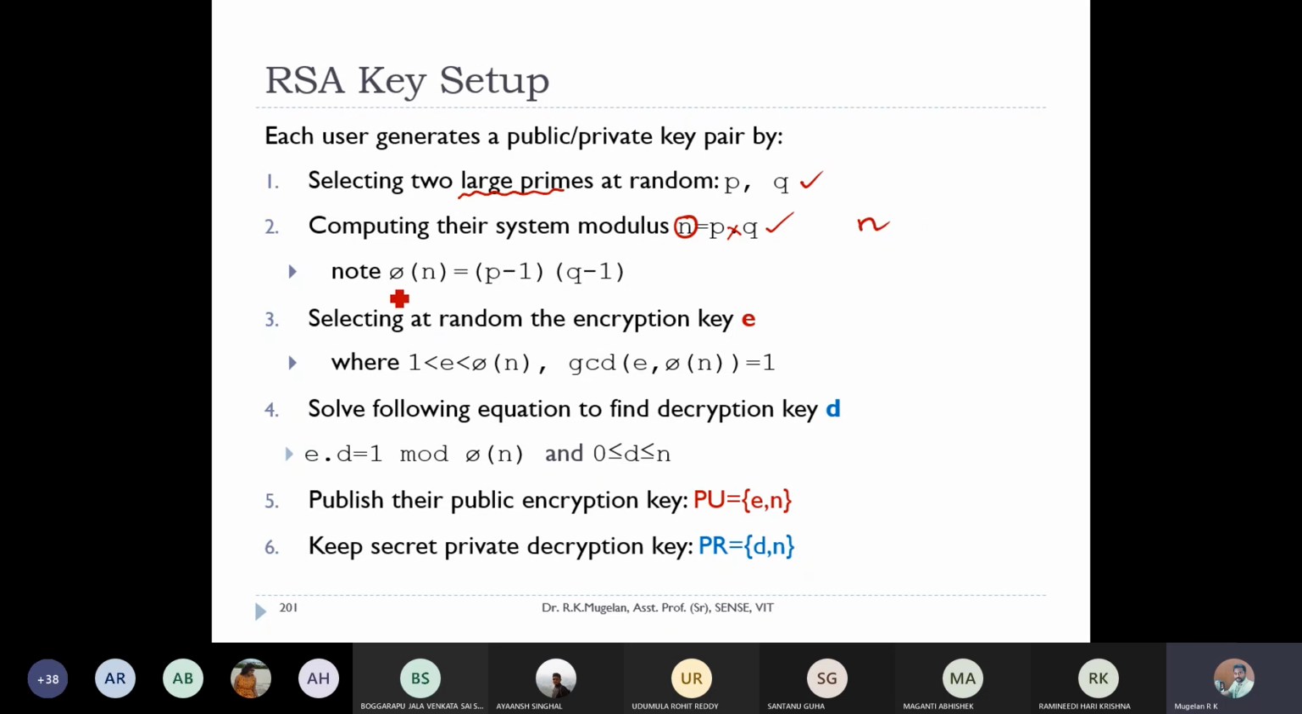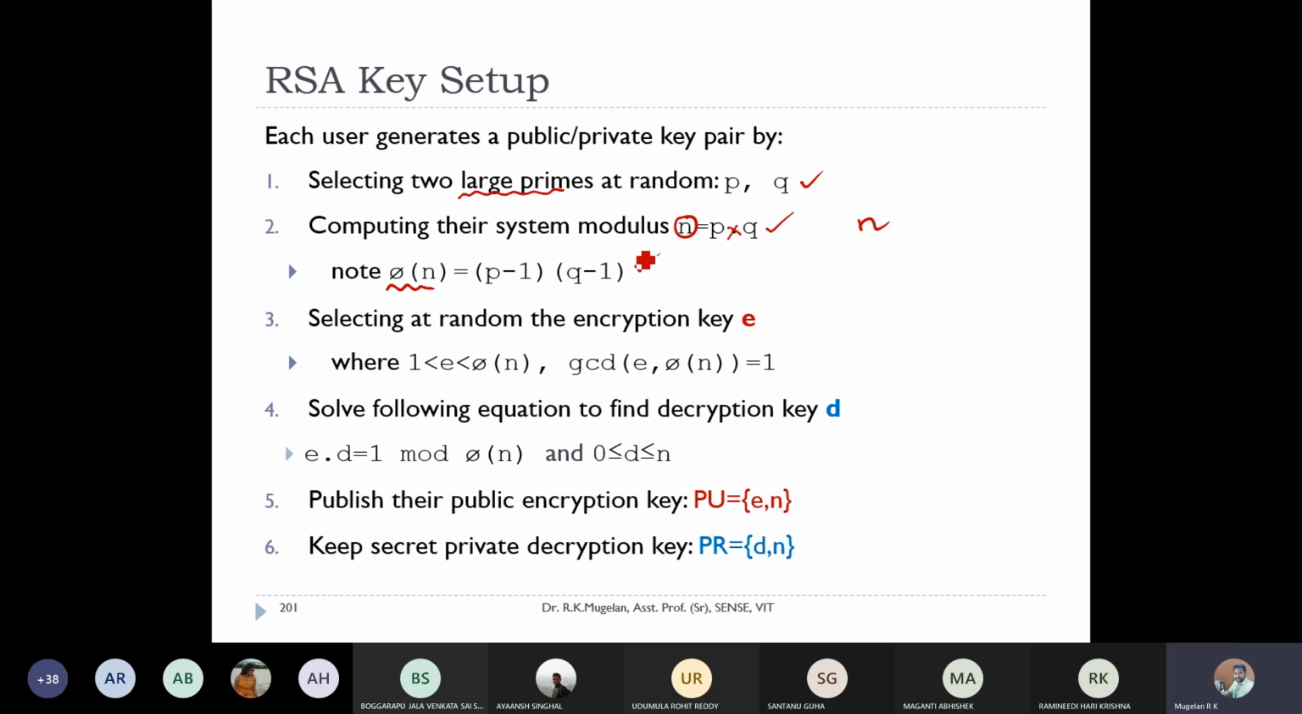Next step, I have to find phi of n. Since both p and q are prime numbers, I hope everyone knows the properties of the phi function. If it is a product of two prime numbers, it is (p minus 1) into (q minus 1), the same as (m minus 1) into (n minus 1), the third property. The same thing is applied here.